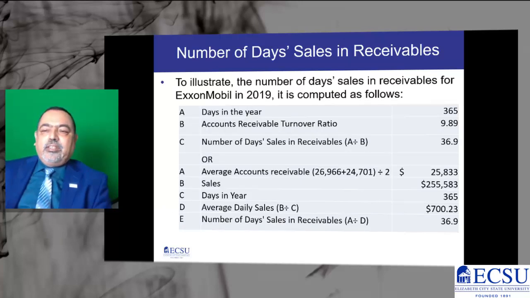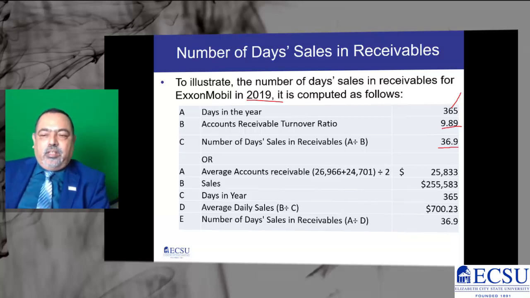First, days in the year is 365, and we had calculated 9.89 as the accounts receivable turnover ratio for 2019, and then we get the number of days as 36.9. That means we are taking almost a month to collect our receivables. So we are turning over the receivables 9 times a year. Therefore, the average number of days sales in receivable is 36.9.